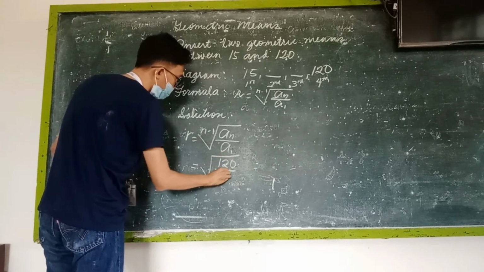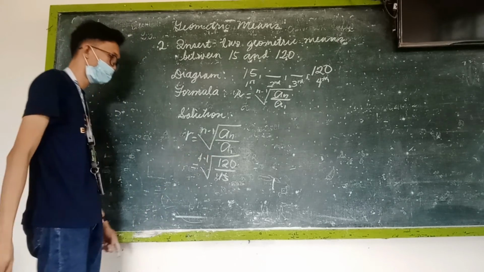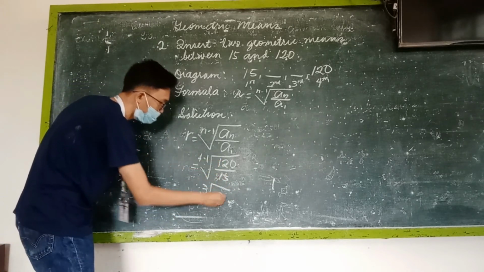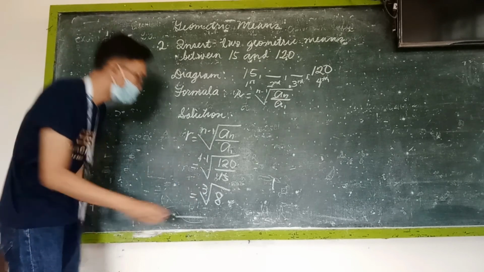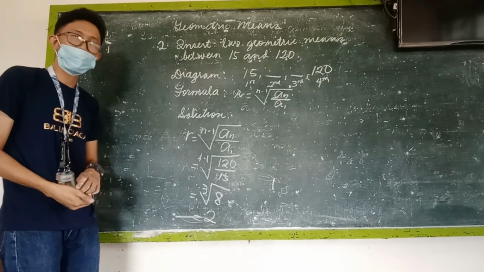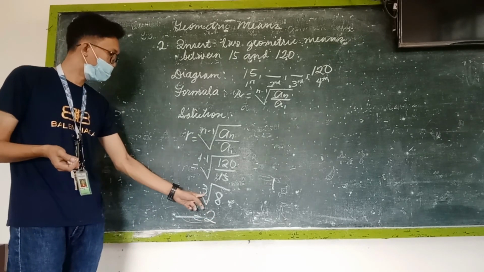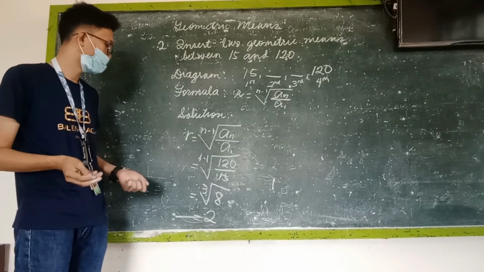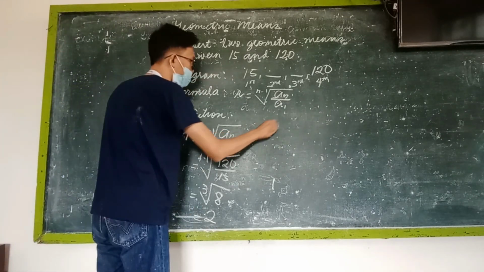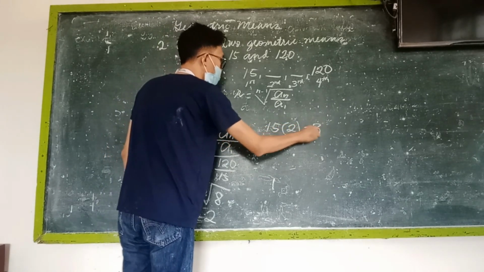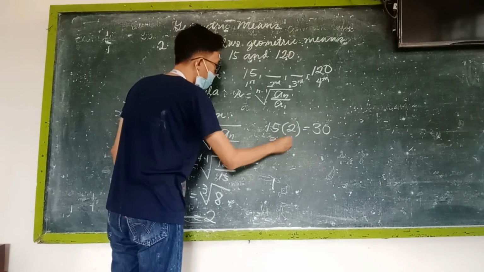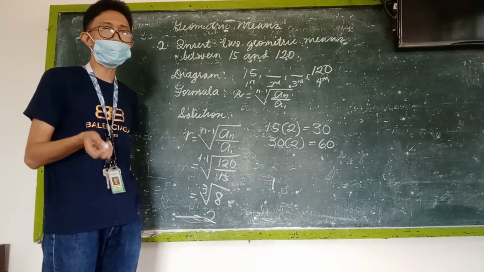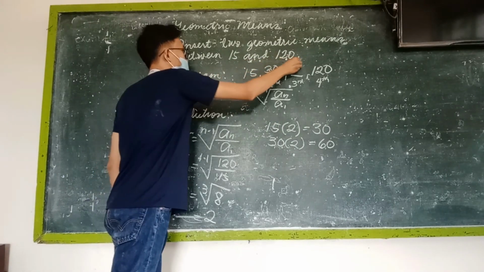We have our a sub n in this case is 120 divided by 15, and this is 4 minus 1. So 4 minus 1 is equal to 3. So cube root ng 120 divided by 15, which is 8. And the cube root of 8 is actually equal to positive 2 alone. Hindi siya pwedeng negative 2 kasi ang ating index is odd. Therefore, kung ano ang cube root ng positive, dapat positive rin ang sagot. So we will multiply 15 by 2 to get the second term. So 15 times 2 is equal to 30. And 30 times 2 is equal to 60. Therefore, we can conclude that the two geometric means between 15 and 120 are 30 and 60.